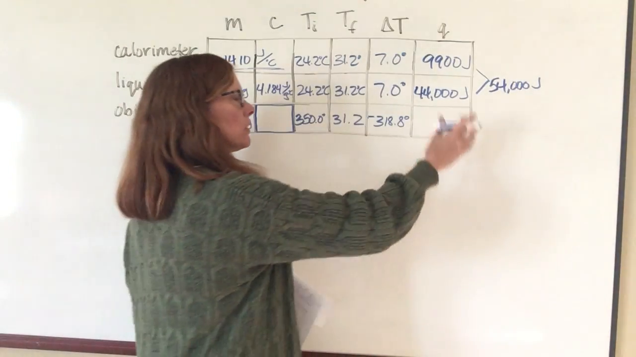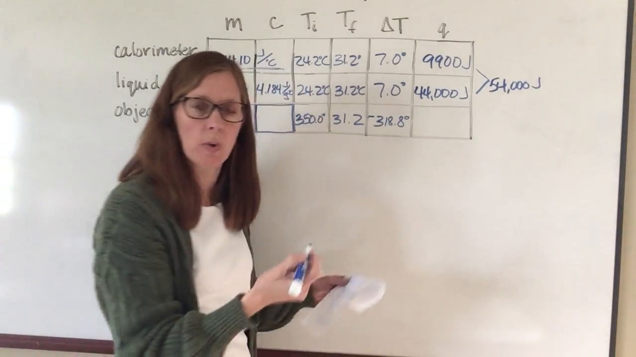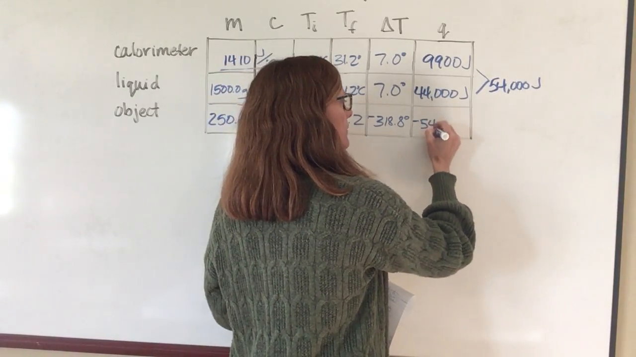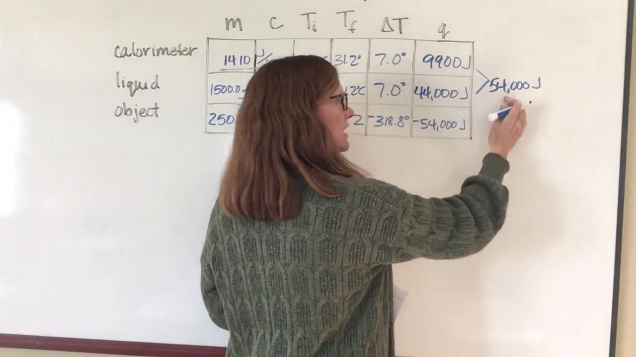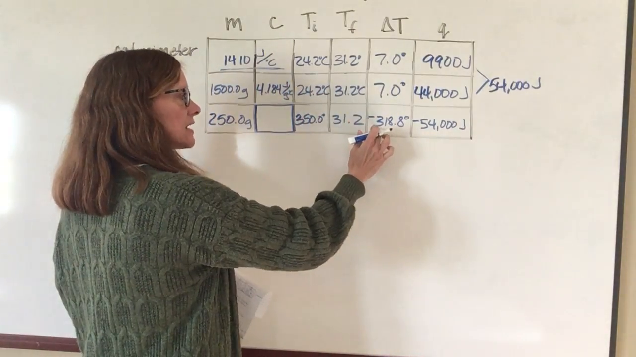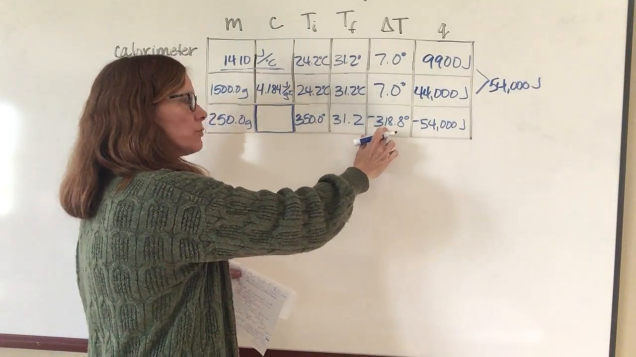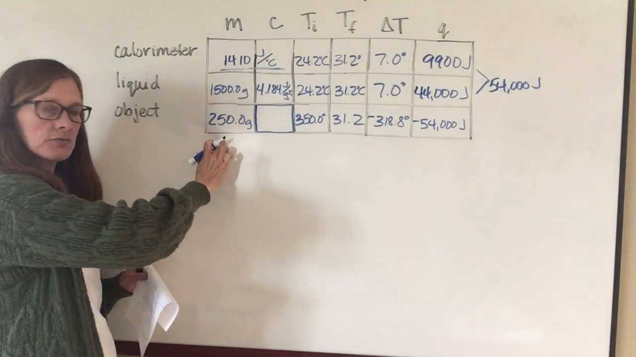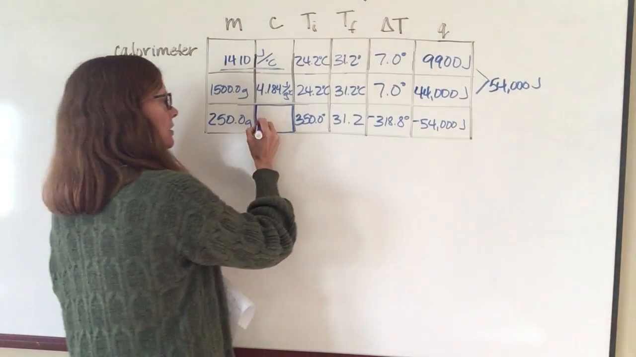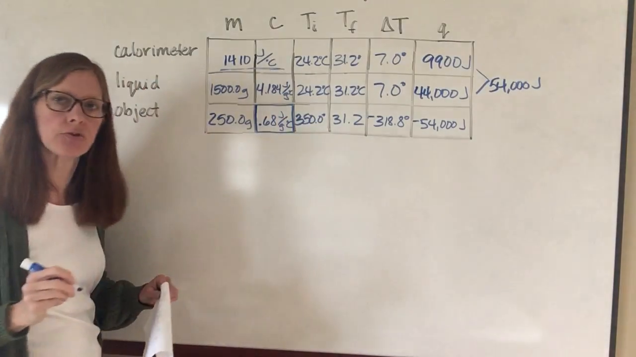Okay, so if the calorimeter and the water together have gained 54,000 joules, where did it come from? It had to come from the metal. So that means the metal has lost 54,000 joules. So I'm going to take that same number, put it down here and make it negative. And the delta T is negative, so 54,000 divided by negative 318.8 divided by the mass of 250 will give me a specific heat of the object of 0.68 joules per gram per degree Celsius.